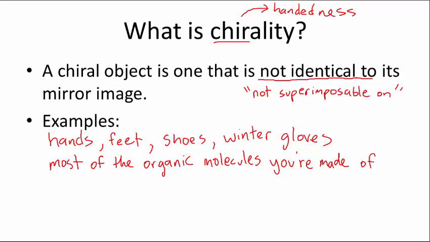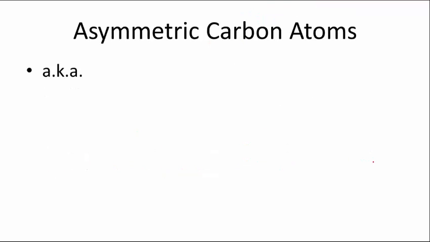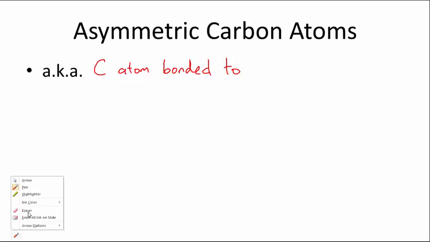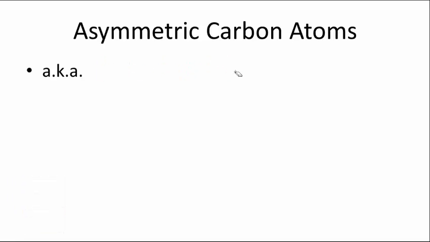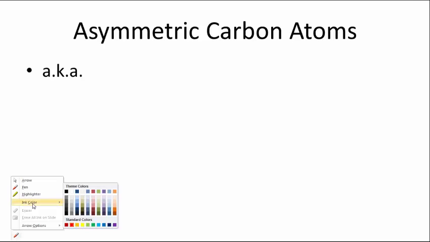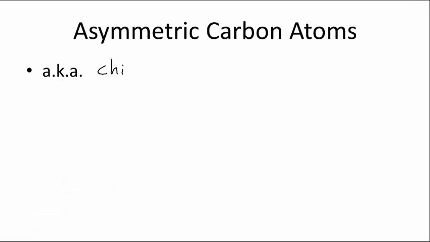So how does chirality arise in organic molecules? While there are some other ways for it to arise, the main way that we end up with chiral molecules is through what we call asymmetric carbons. So an asymmetric carbon atom is a carbon bonded to, oh, actually, I left the AKA there because sometimes we call them asymmetric carbons, sometimes we call them chiral centers. Sometimes we just call them stereocenters, although that's a more general term.